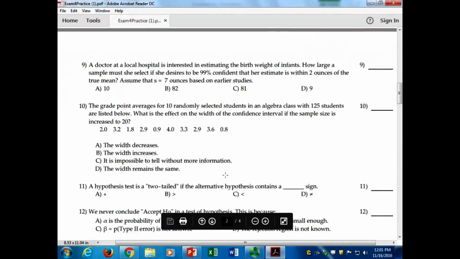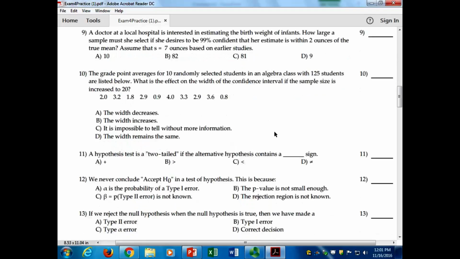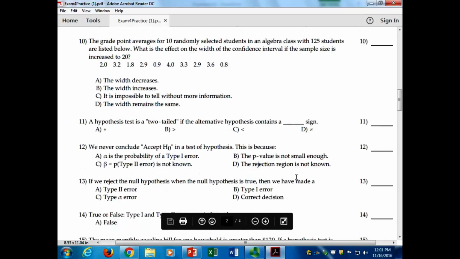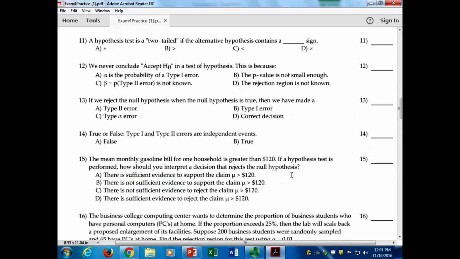All right. What happens when you increase sample size? The width decreases. Yeah. All right. Two-tailed hypothesis test means the alternative would be what? Two-tailed is a not equal to alternative.